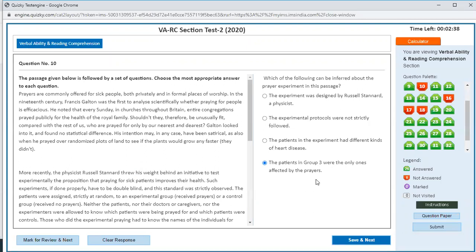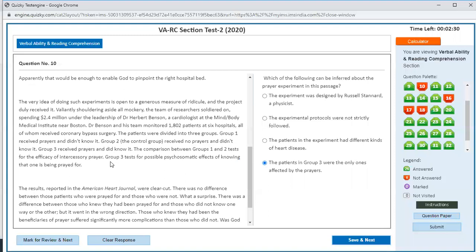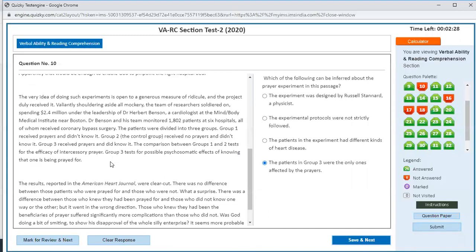The patients' experiment had different kinds of heart disease. Again, no. The patients in group 3 were the only ones affected by the prayers. Because the other two groups weren't affected at all, because one group didn't even know about the prayer. Patients in group 3 were the only ones; they knew and were affected. So negatively affected, but they were affected. Okay, cool. I'll mark option D.